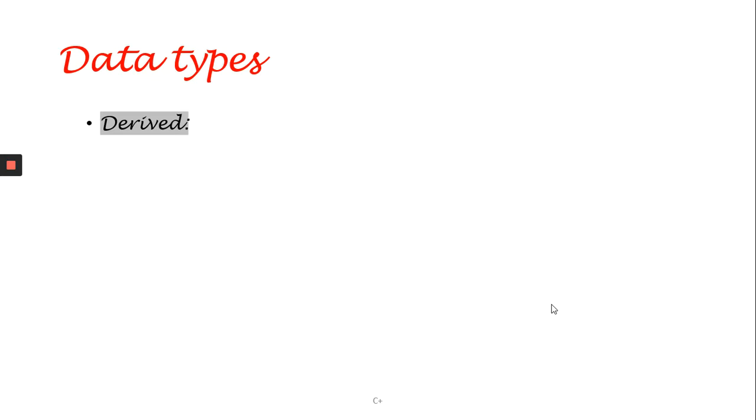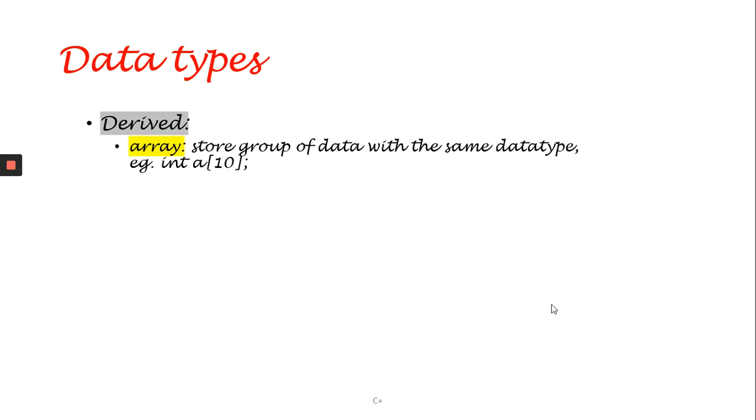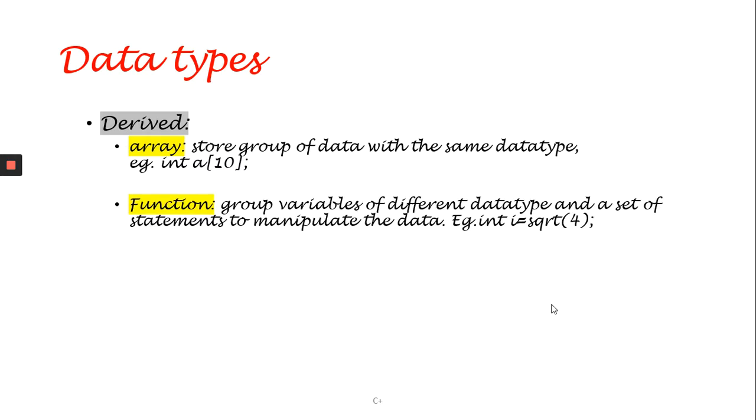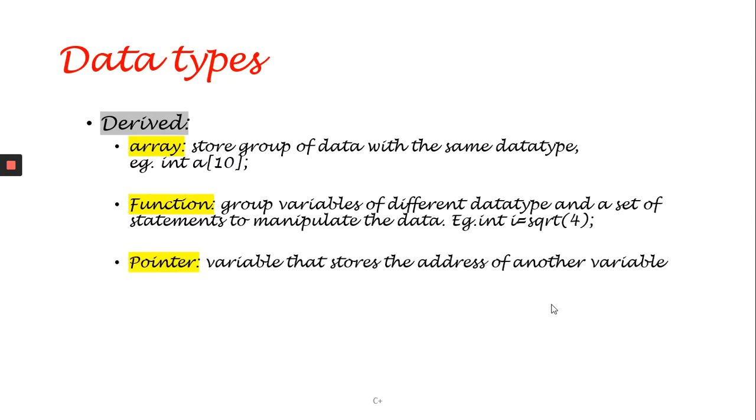Now moving on to the derived data types, we have arrays. Arrays store a group of data with the same data type. For example, int A[10] means we can store 10 integer numbers varying from A[0] to A[9]. Then we have function. In function, a group of variables of different data types and a set of statements to manipulate the data are used. For example, one of the built-in functions is sqrt, which is included in the header file math.h. By using sqrt, we can find the square root of numbers.